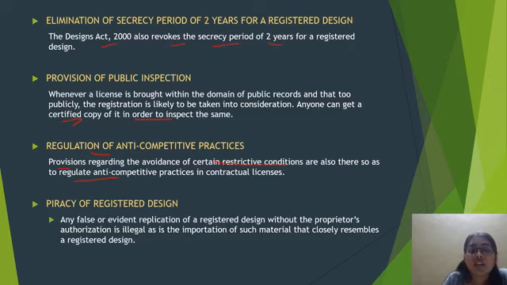Another important feature of the Designs Act 2000 is the piracy of registered design. Now, what is piracy of registered design? It simply means the infringement of designs right. It can be made by any fraudulent or obvious replication of a registered design without the proprietor's authorization, or it is the importation of such material that closely resembles a registered design. In both of these cases, there is an infringement of the designs right, and it is illegal also.